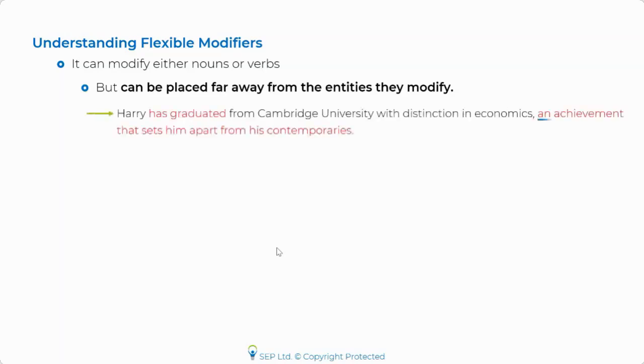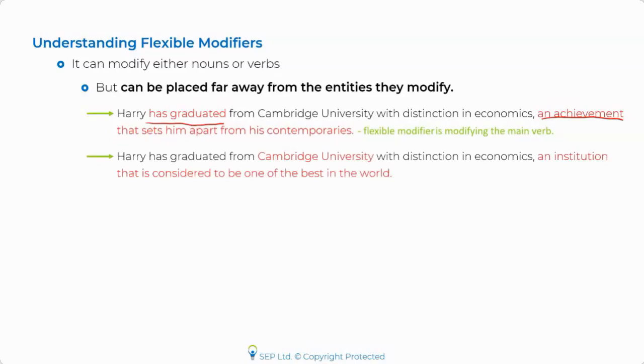Look at these examples. Harry has graduated from Cambridge, an achievement. The achievement is basically modifying the main verb has graduated. It's not modifying university, it is not modifying economics, it is modifying the action has graduated. The action is an achievement. So you had the giant fungus, that is, it was modifying organism which is placed far away. Harry has graduated from Cambridge University. Now you're modifying with a flexible modifier the noun Cambridge University, which is also not next to it.